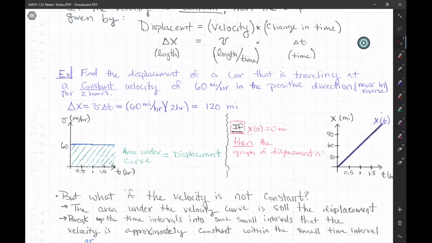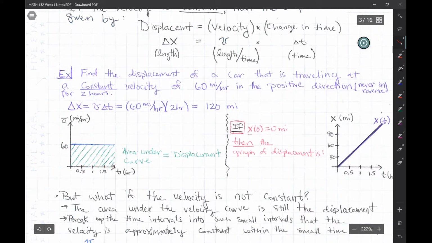Okay? And this makes sense because we have units of length over time. Okay, that's the velocity. This is represented by that blue curve there. And we're multiplying, to get the area, we multiply by the length along the t-axis. Okay, that has units of time. So we're taking a height that's in miles per hour, and we're taking a time that's in hours. So we're multiplying the length times the height to get the area.